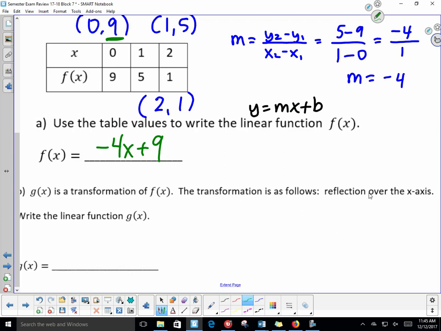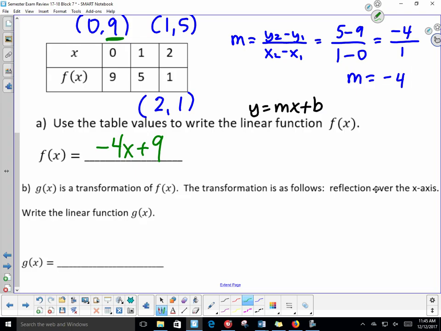All right, let's do part B. We want to take that function and reflect it over the x-axis. So Sam, we're coming to you for that one. Is that going to be an x change or a y change? So it's going to be a y change. Okay, so what are you going to do to flip it over the x-axis?